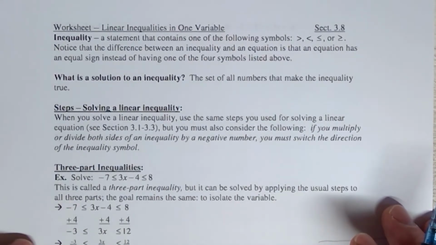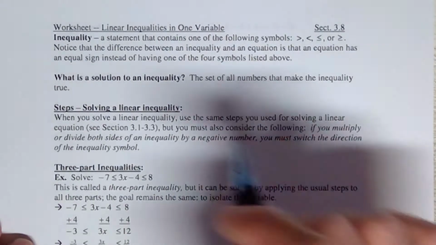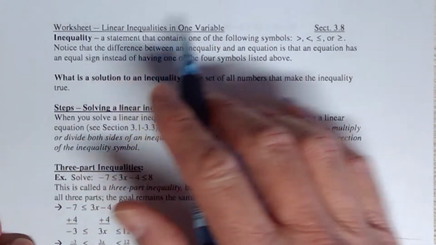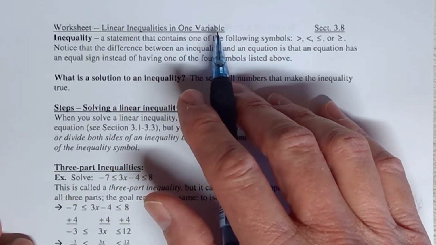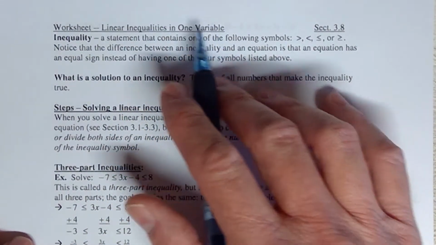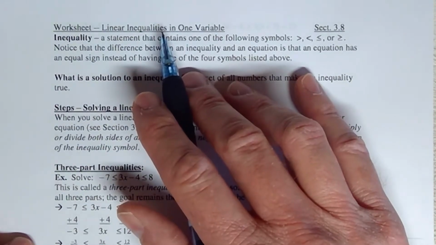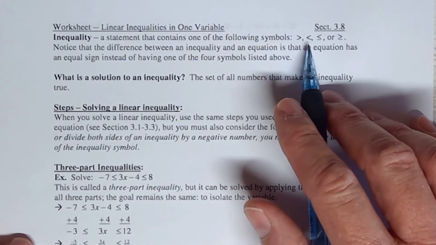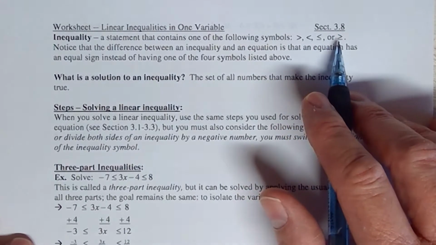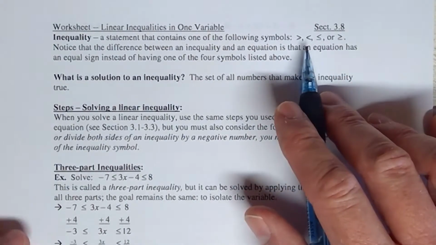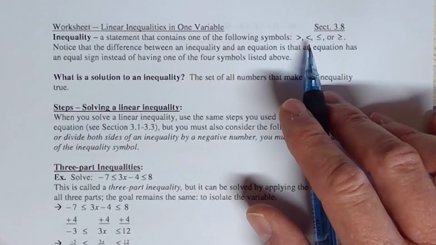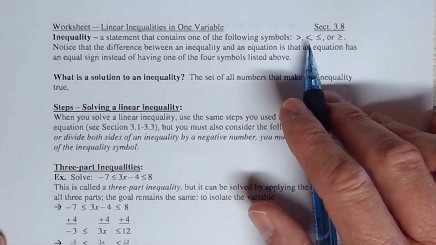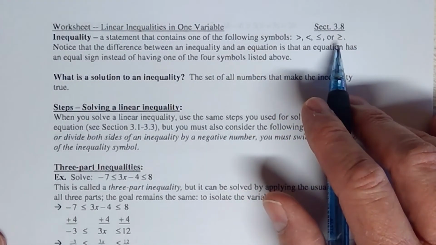The only difference here really, when you have a linear inequality, as it says here, again, it's a one variable thing, just like the equations I just talked about. But the difference with an inequality versus an equation is that it has one of these four inequality symbols. It could be any one of the four instead of having an equal sign. So there won't be any equal signs here, but there'll be one of these four instead.